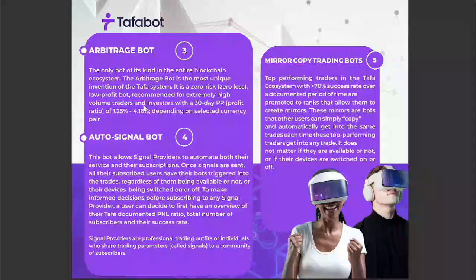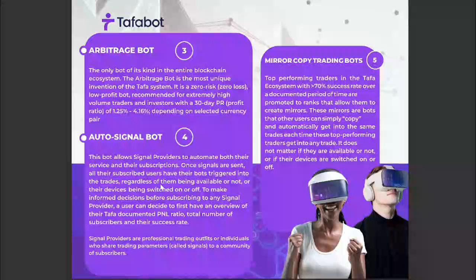So this arbitrage bot is really for the big guys. If you do not have big capital, please do not even consider using this bot. You can see that it is recommended for extremely high volume traders and investors. Just go and use other bots on the Tafa platform and you will still make good money.